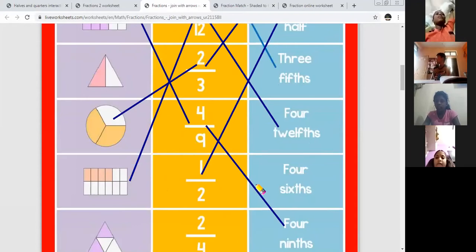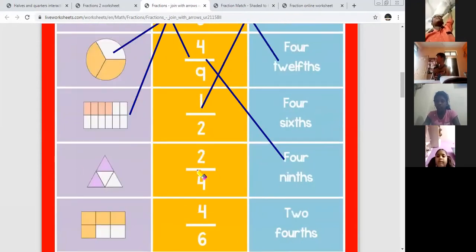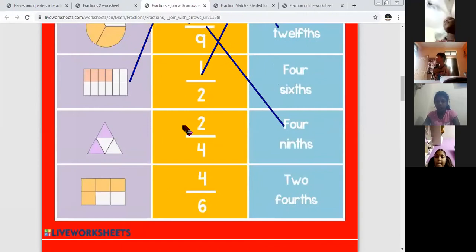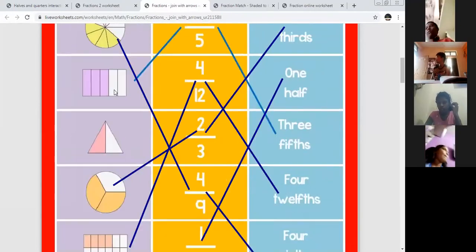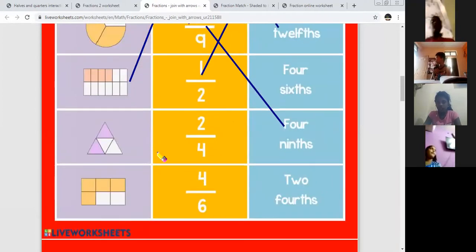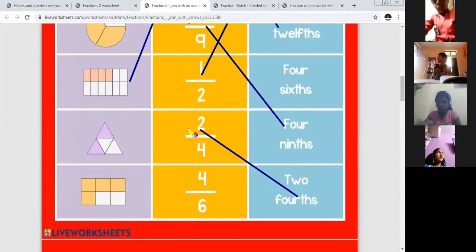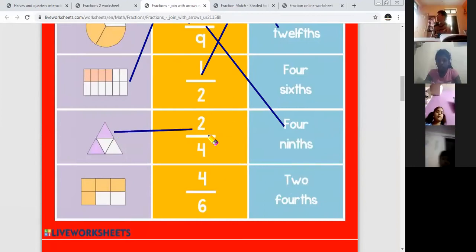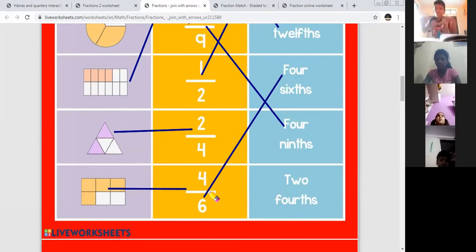Okay. Next. 2 by 4. Out of 4 parts, 2 parts should be colored. Where is it? Here it is. So it can be read as 2/4. Okay. Next. 4 by 6. So here you have 4 by 6.